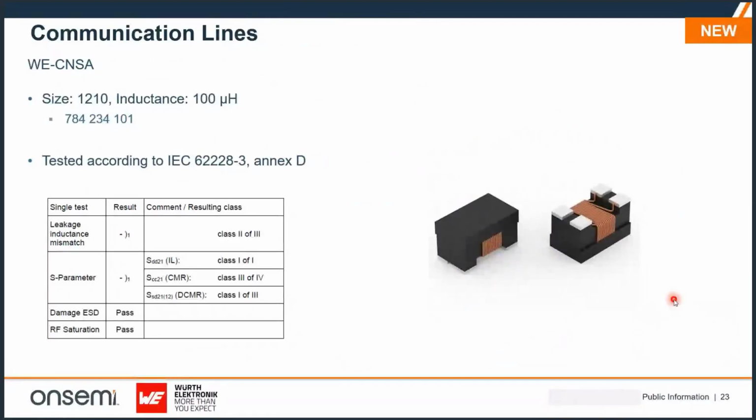So we have the CNSA, which is a common mode choke in a size of 1210, 100 microhenry, used mainly for communication and interfaces. And this one is a bifilar one, so you have a very good common mode noise attenuation, while the differential communication stays untouched, or there will be no distortion on that. This one is tested according to IEC 62228-3, which makes it fully certified to be used in automotive applications.